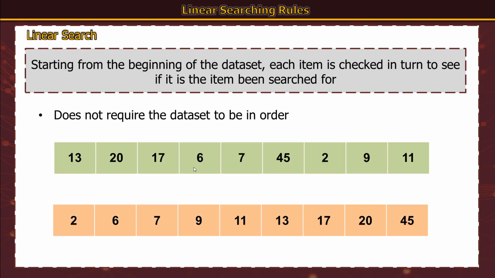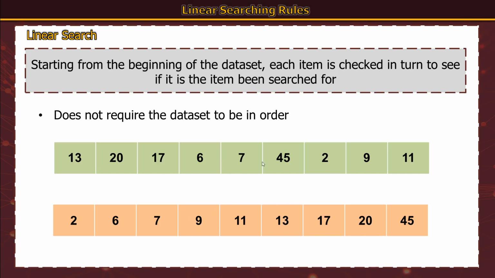So here, I've brought up the one that says does not require the data set to be in order. So this one is in fact not in order. What do I mean by that? So for example, if it was in order, the number 2 would be at the front and 45 would be at the end. Okay, and all these would be in order from smallest to largest. Okay, so this is the green one. Now this one is in fact in order.